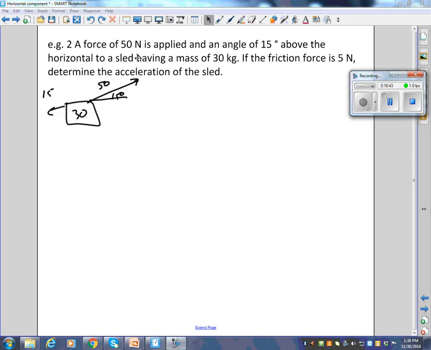So here I have a force of 50 newtons. It's applied at an angle of 15 degrees. So there's my 50 newtons. There's my 15 degrees. The sled has a mass of 30, and the friction force is 5. Oh, I put 15.